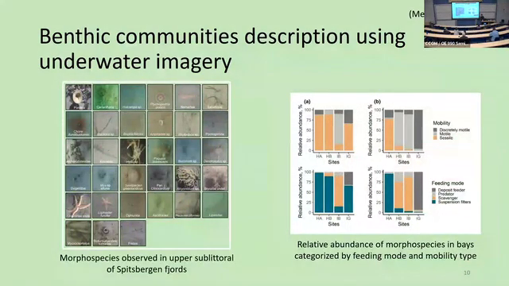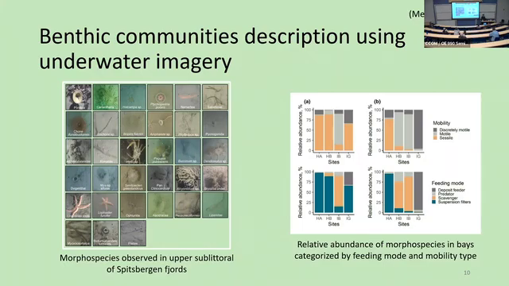From the underwater video imagery, we had like 31 morphospecies, or in other words, different organisms that we're not able to identify to the lowest taxonomic level. So we chose to use this term morphospecies. And we grouped these morphospecies into different functional groups. So we had mobility and feeding mode.